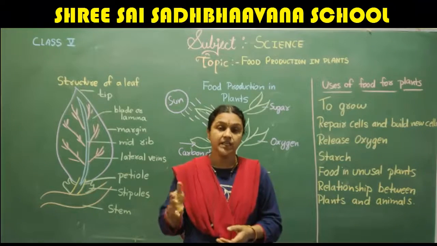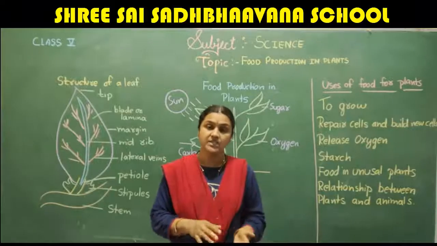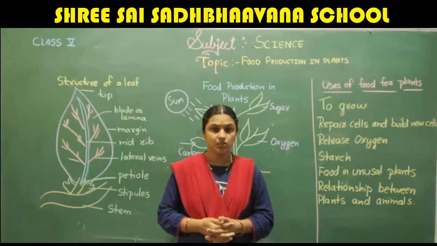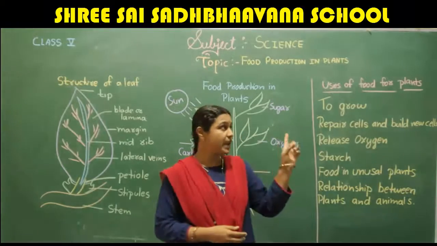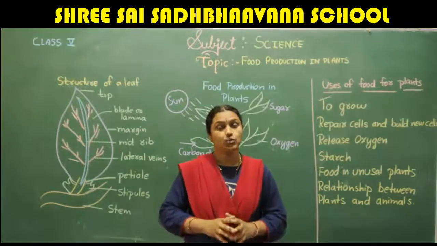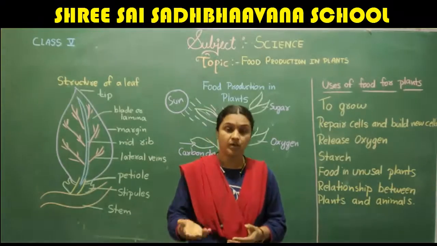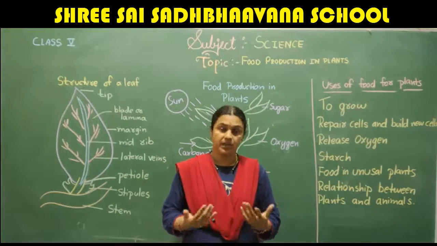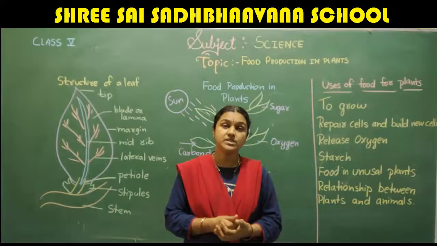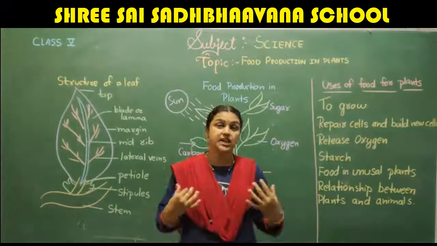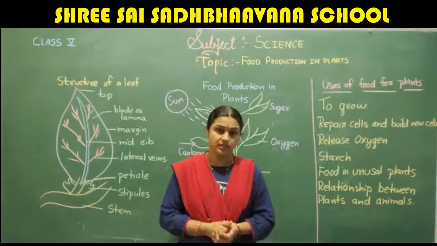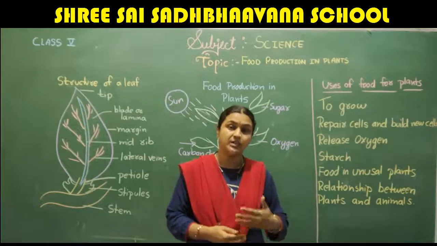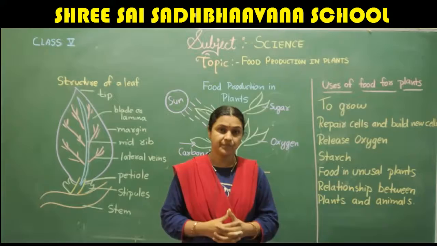Even the animals depend on the plants and other animals to have their food. But the plant is the only thing which does not depend on any other thing, but it uses the ingredients or the things which are surrounding it. We will speak about it in detail.